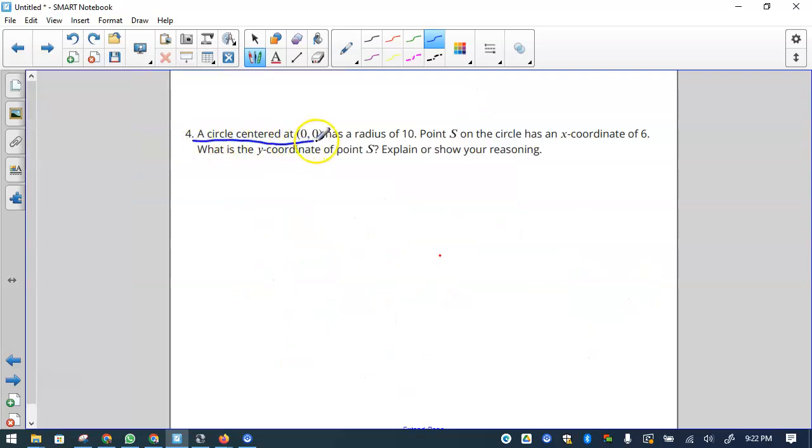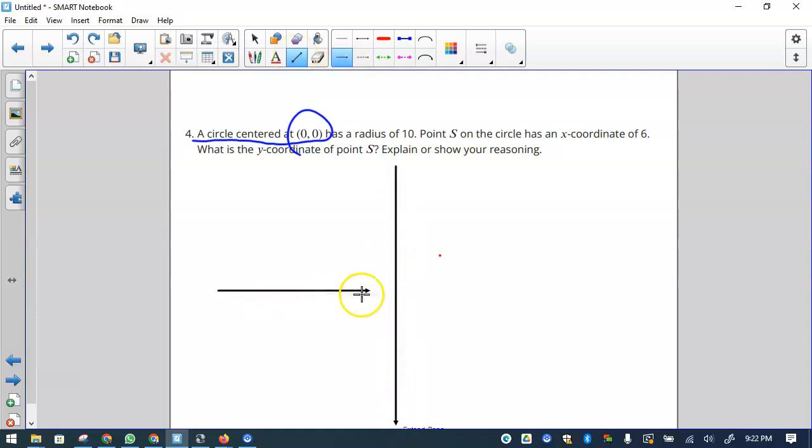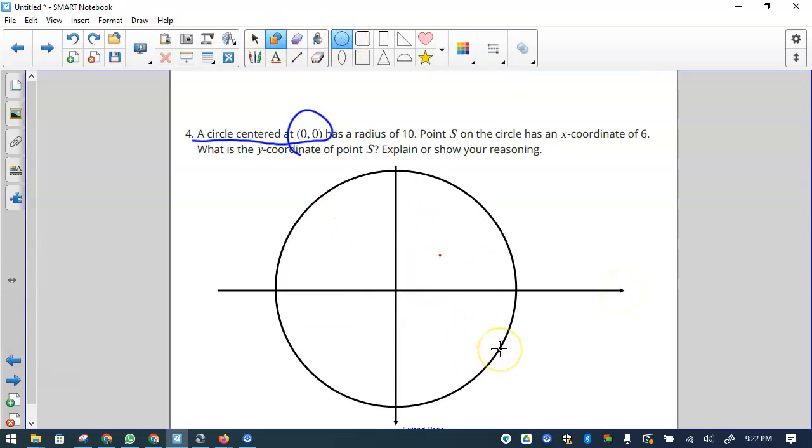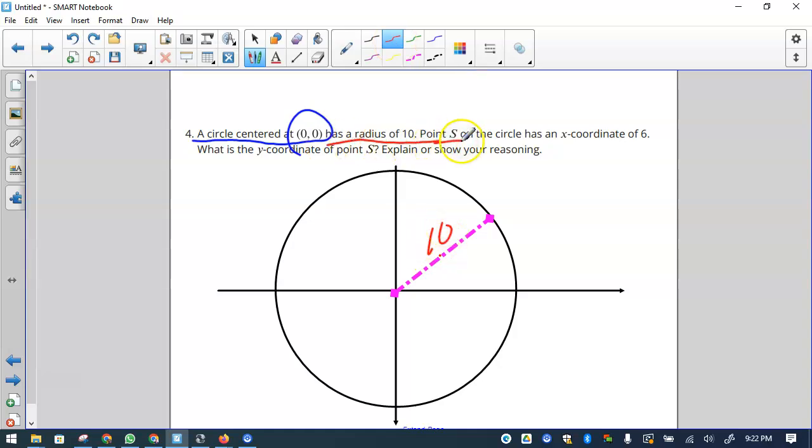The circle is centered at, a circle is centered with a radius of, so there is a circle and you need to draw it with the radius. Let's say this is 10. So this one has radius 10. Let point S on the circle have the x coordinate 6. So now the x coordinate has to be 6. So what is the y coordinate?